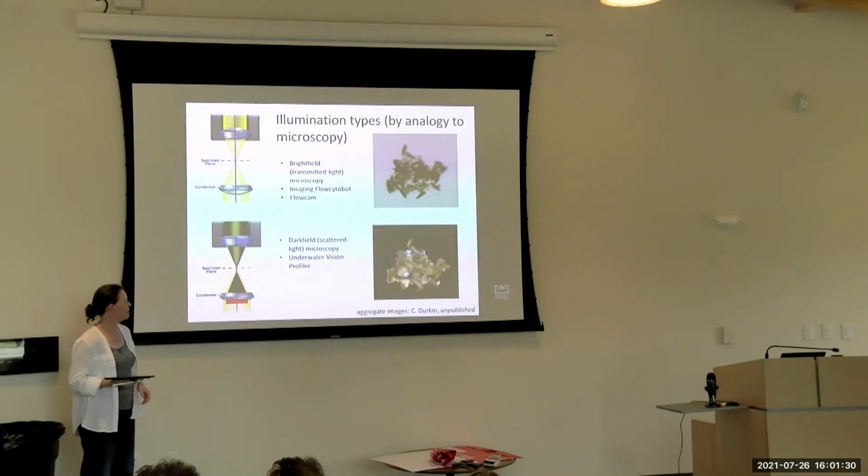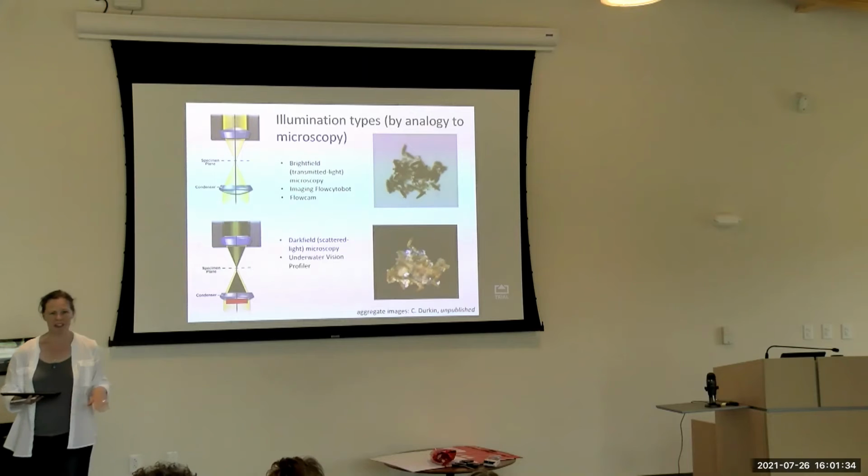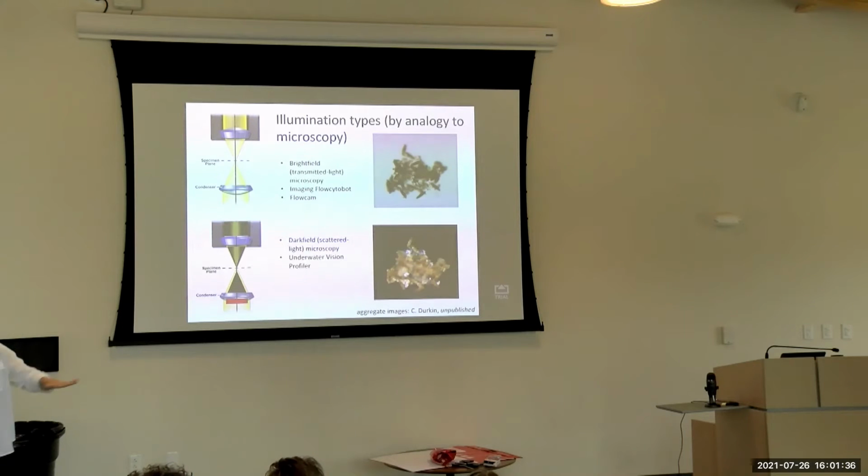By analogy, the in situ imager that's like this, the Underwater Vision Profiler, is actually lighting from the sides, and then you see the scatter light that's coming up at 90 degrees. The angle is a little bit different than bright field microscopy, but it's in the same way. You're not seeing the source light, you're only seeing the scatter light.